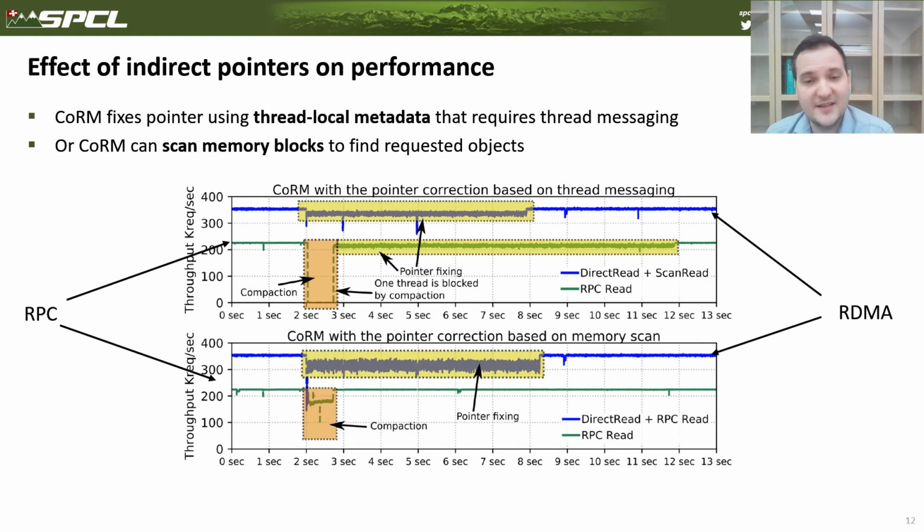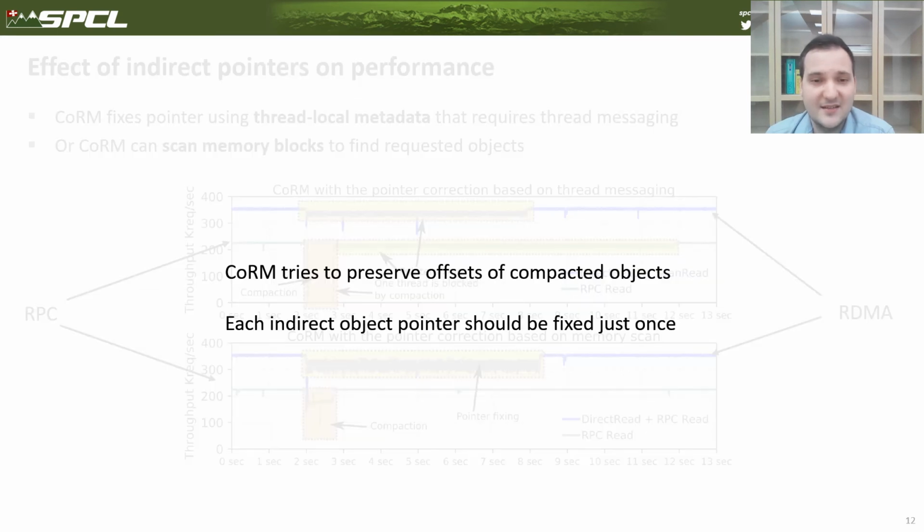If we talk about RDMA reads, in the first strategy, when we relied on issuing scan read after a failed RDMA read, we saw a drop of 5%. And for the second strategy, when we were relying on sending RPC read, we saw a drop of 7%, which was only during a short period of time, as a client just needs to fix the pointer once.